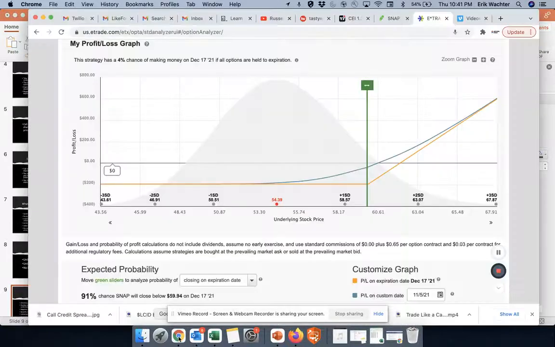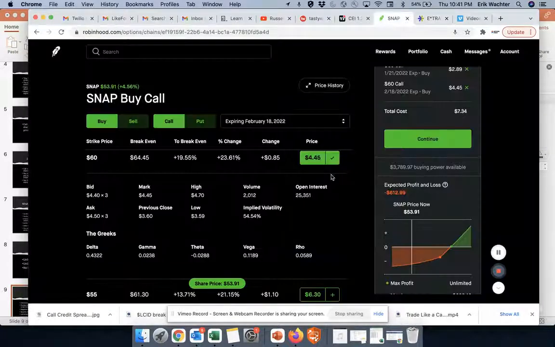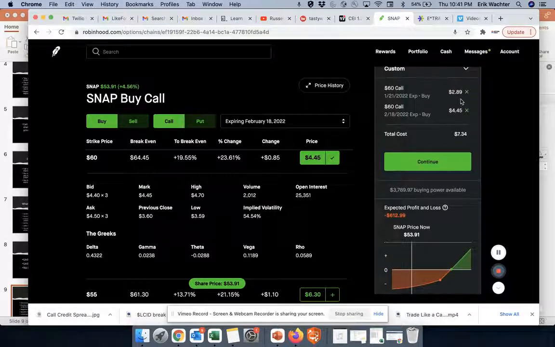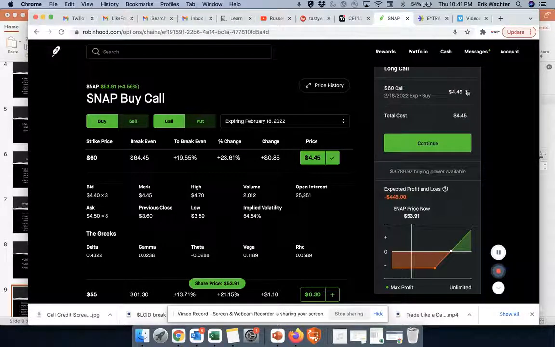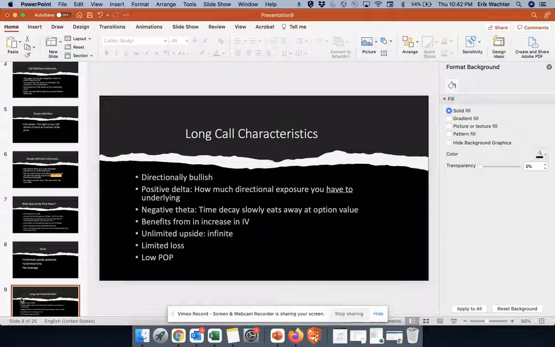The limited loss part is, every time we purchase an option, we're paying. So this is going to cost me $445 to buy this $60 strike in Snapchat. Let me delete that one. So yeah, it's going to cost me this much. My max loss is the debit, the amount I paid. The amount you pay for a long call is called a debit. If you're selling, that's called a credit. We'll go over that more. So that's my max loss. Whereas if I owned 100 shares of Snapchat, I could lose thousands if it went to zero. So that's just something to keep in mind.